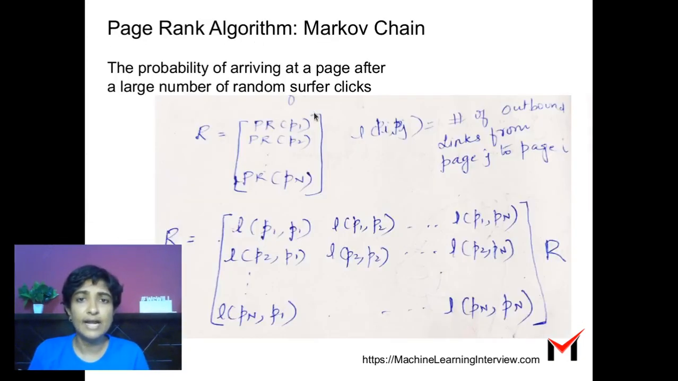But then we can modify this to add the damping factor as well. And the nice thing about this is that when we actually think of this as a Markov chain, and think of R as the stationary distribution, if we solve for the stationary distribution of the Markov chain, it's nothing but a set of page ranks.